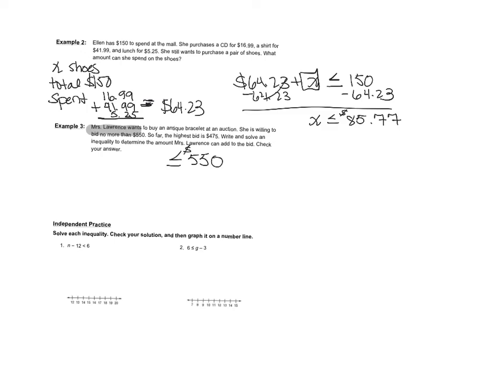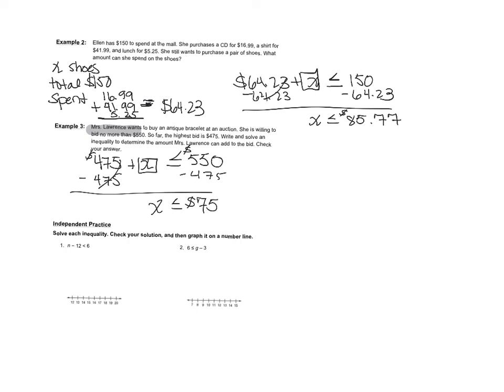And the highest bid so far was $475 plus X. Okay, and then we can go ahead and solve, put a dollar sign there. So minus $475 from both sides to isolate that X. And X is less than or equal to $75.